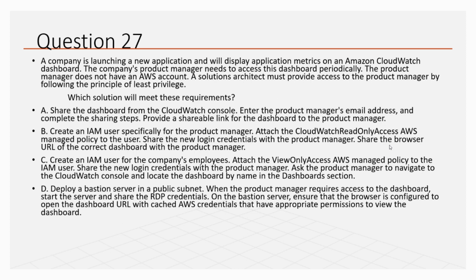Option D is deploy a Bastion server in the public subnet. When the product manager requires access to the dashboard, start the server and share the RDP credentials. On the Bastion server, ensure that the browser is configured to open the dashboard URL with cached AWS credentials that have appropriate permissions to view the dashboard.